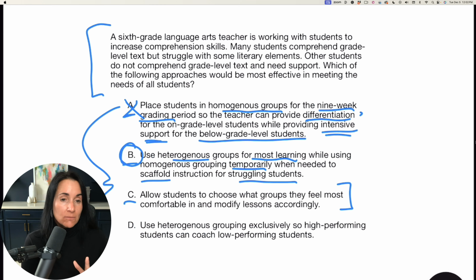It is not a very good practice. The routine is not there. This is not a good answer choice. And modifying your lessons accordingly for that type of chaos is a recipe for disaster. I'm crossing this off. D.